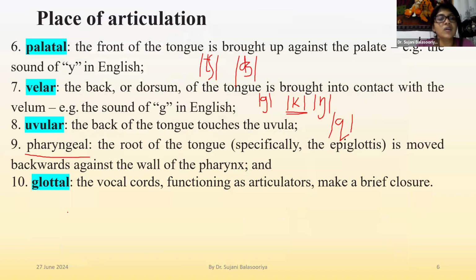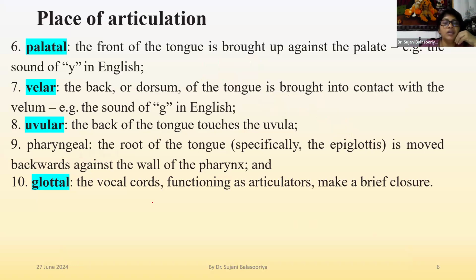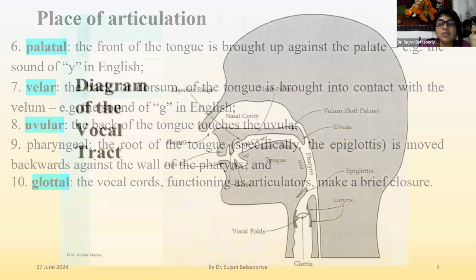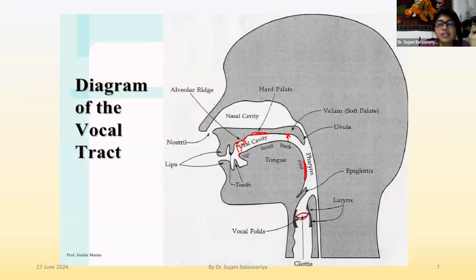The last category, glottal consonants. Actually there's only one glottal consonant inside the larynx, right? So the glottal consonant doesn't have anything to do inside the vocal tract. It is produced at the glottis, in between the two vocal cords, right? It is produced here inside the larynx. Glottis is the space in between the vocal cords, no? And this glottal consonant we produce in the glottis.